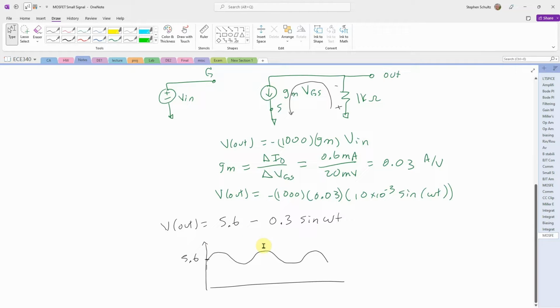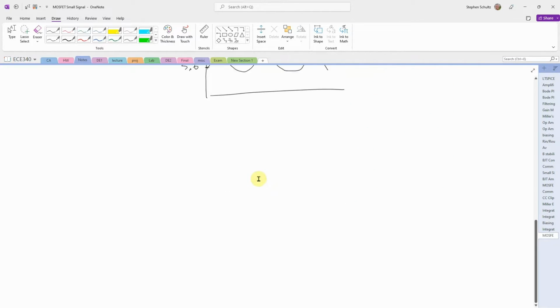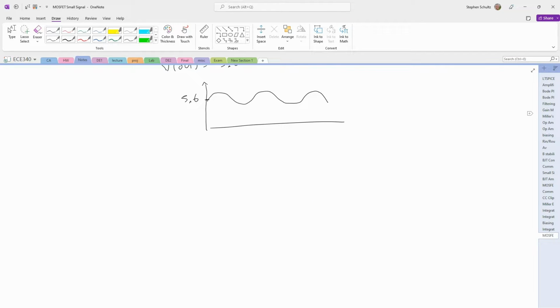Okay, so this is how it works, but now what we want to do is derive these as equations. What is GM in terms of an equation, rather than having to use LTspice in order to do it? So we're going to start by looking at my MOSFET.